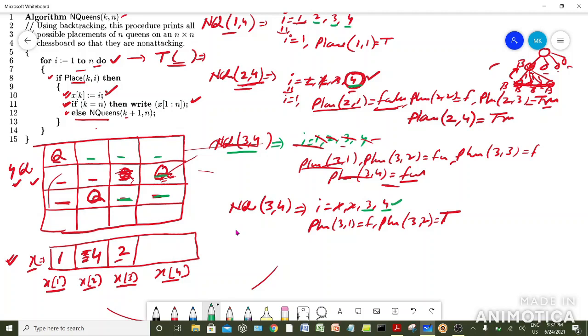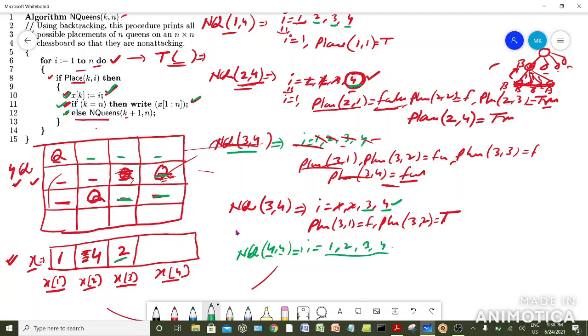Okay, so this is done. This statement is executed. Result of which is that we made x of 3 equal to 2. Now this one will be executed again. We have not yet reached the result, so its else part will be executed. Else part will be executed with arguments 4 and 4, means we are trying to place the fourth queen, or fourth row. Okay, so again I will be equal to 1, 2, 3 and 4.